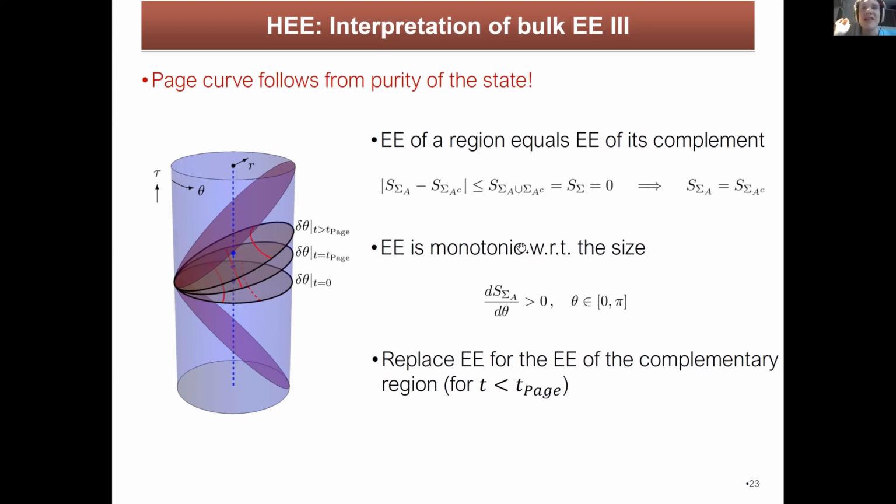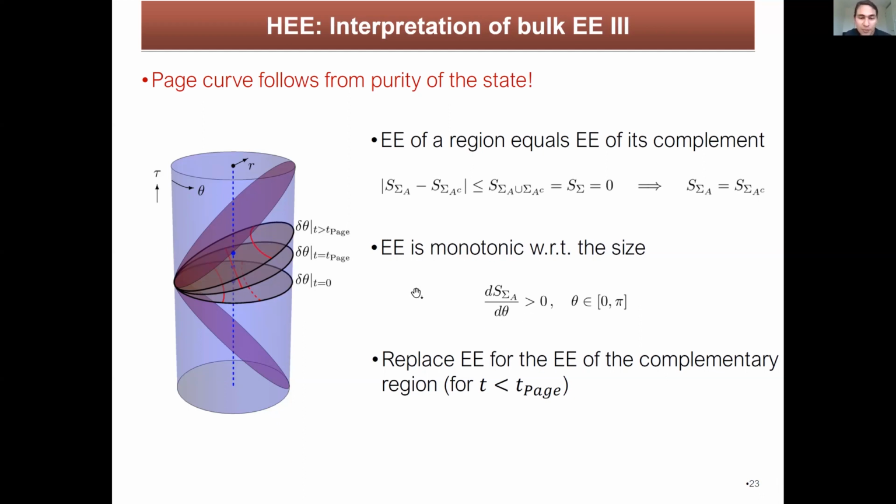Sorry, can I ask another question right away? Isn't the whole point of the Page curve to actually verify that the state is pure? No. Here, the whole point that I want to make is that the behavior of this curve, first increasing and then decreasing, can be explained from the purity of the state, at least in this model.